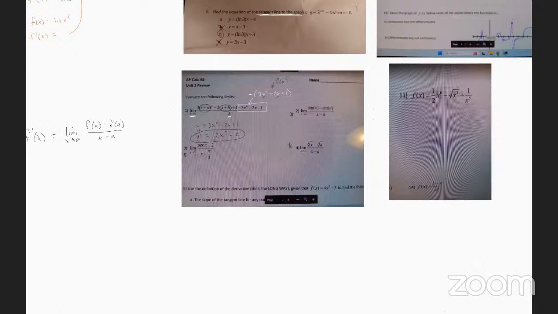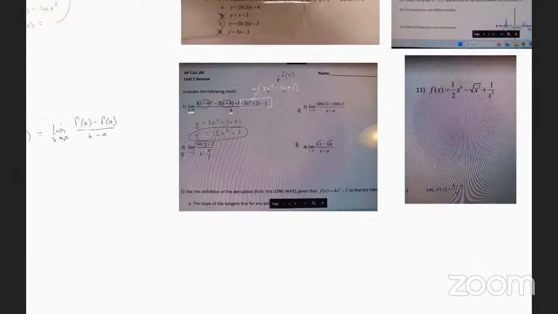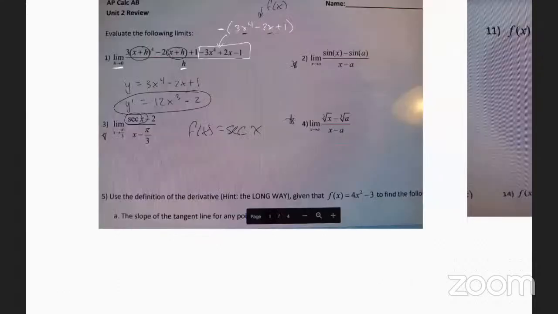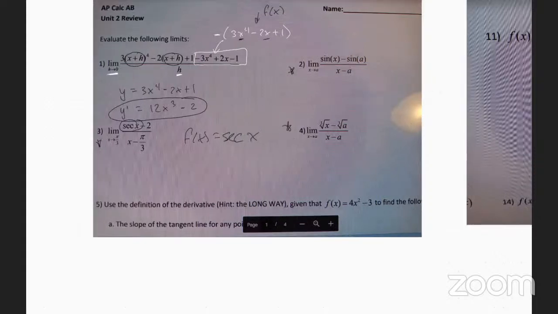So f of x equals secant of x. And what are we evaluating at? We're evaluating it at x equals pi over 3. So what's the derivative of secant x? Look up your formula sheet. It's like secant x tan x, I think. I'm pretty sure that's what it is. I'm like 99% sure. Sounds right.